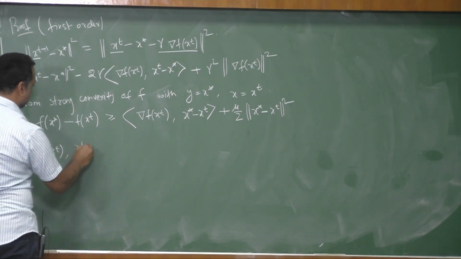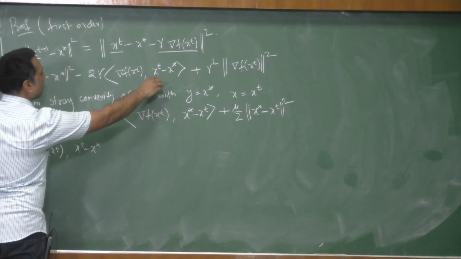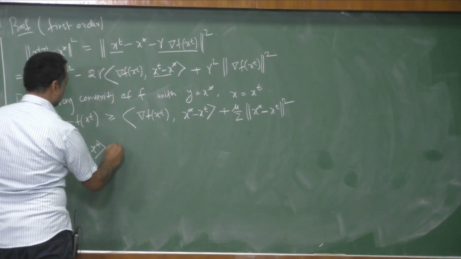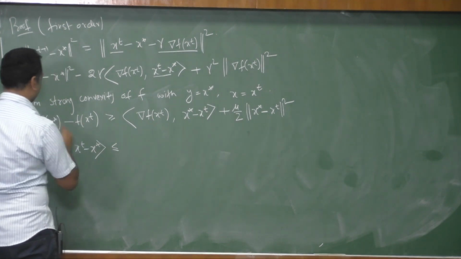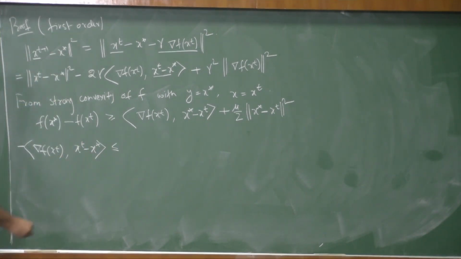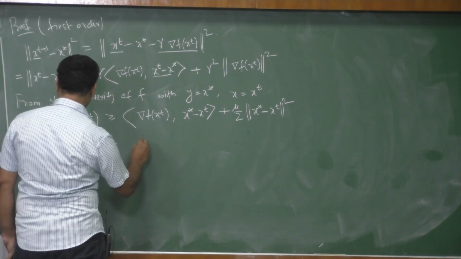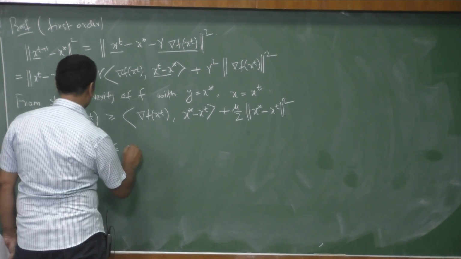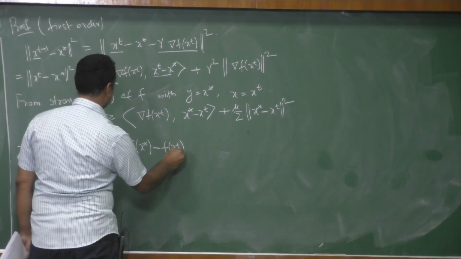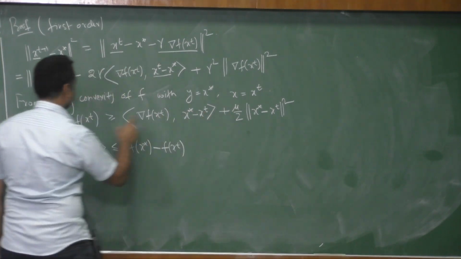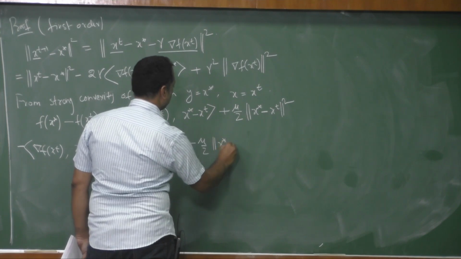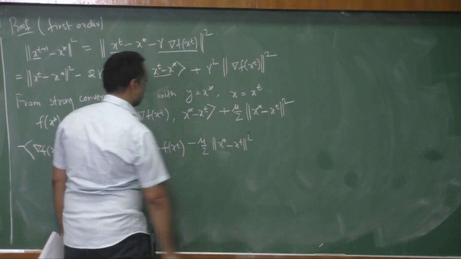So then it became xt minus x star, because I'm looking at this. So I'm bringing in that form, and this is less than or equal to f(x star) minus f(xt), and minus, I moved this guy there, so it became minus mu over 2 norm of x star minus xt whole squared.